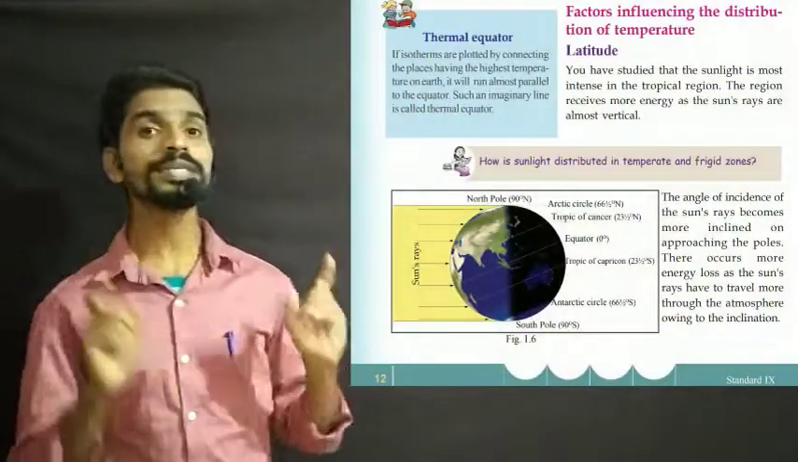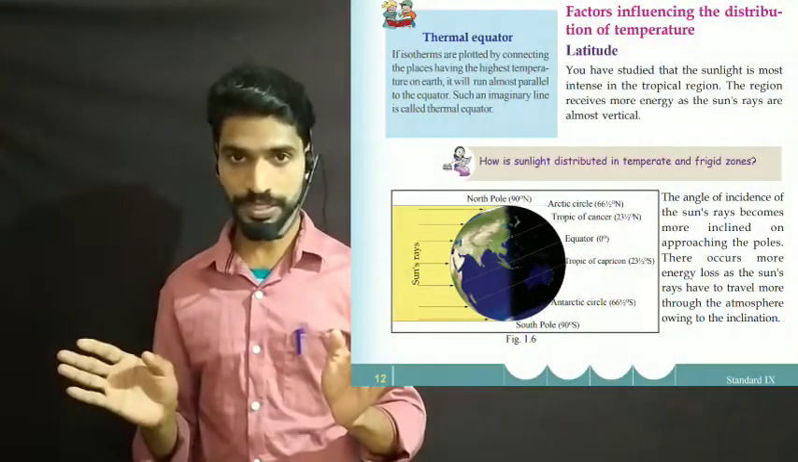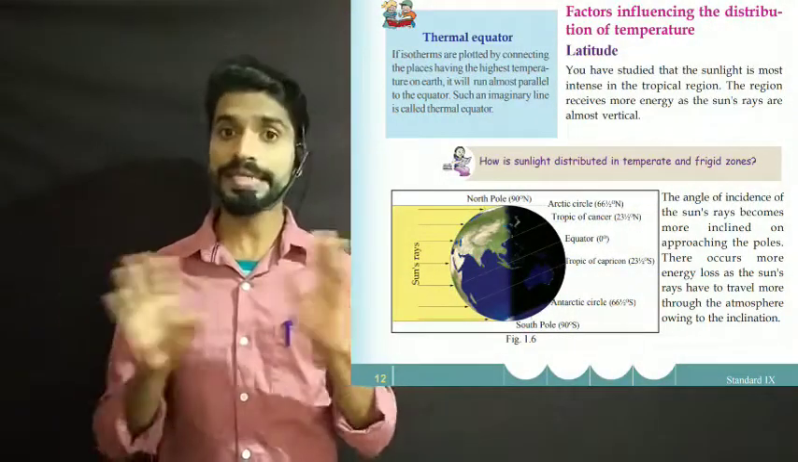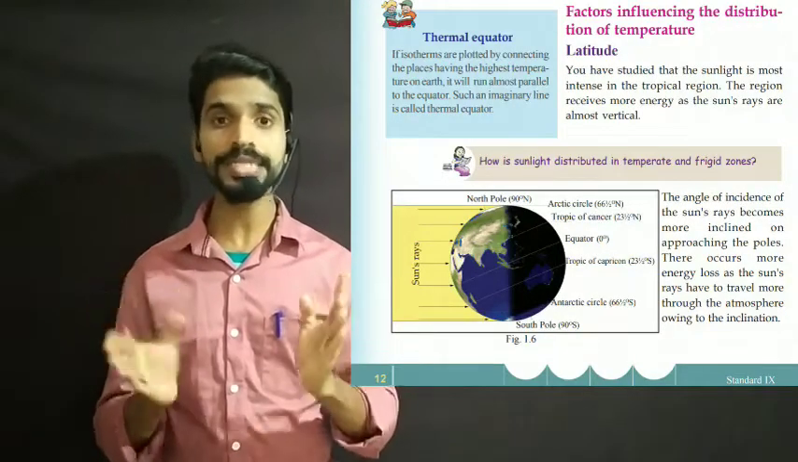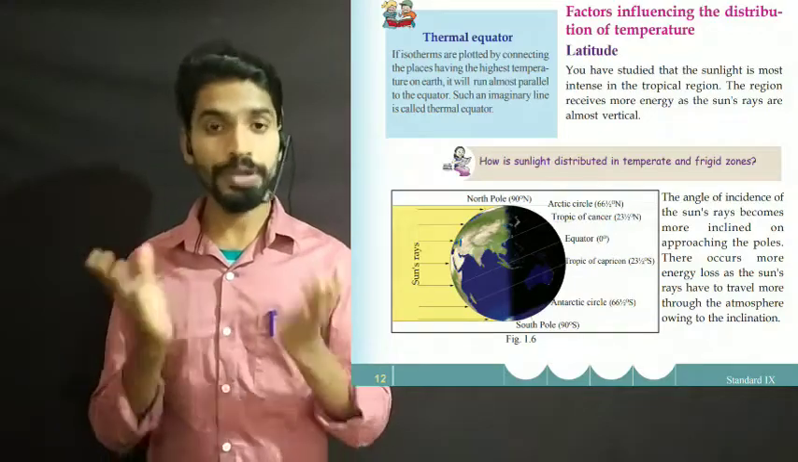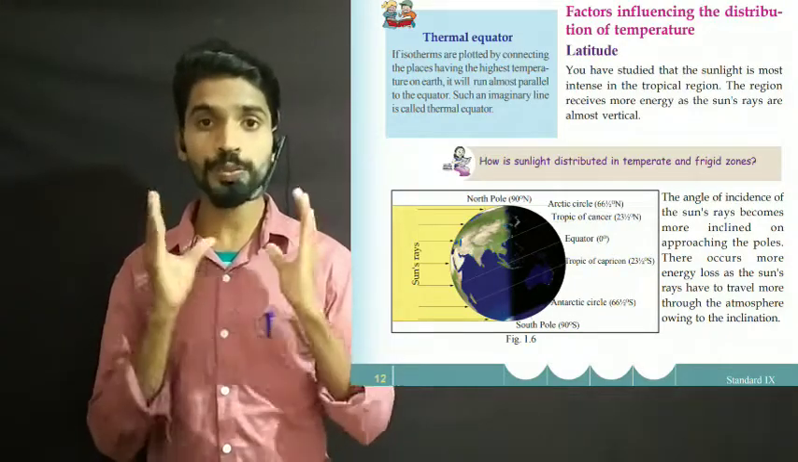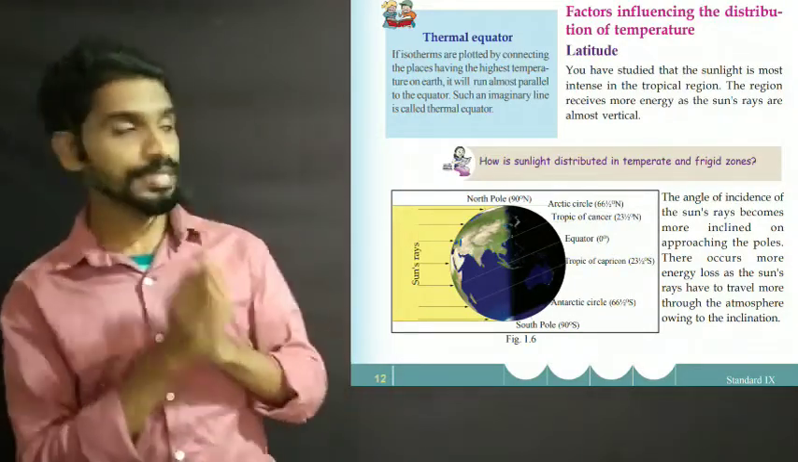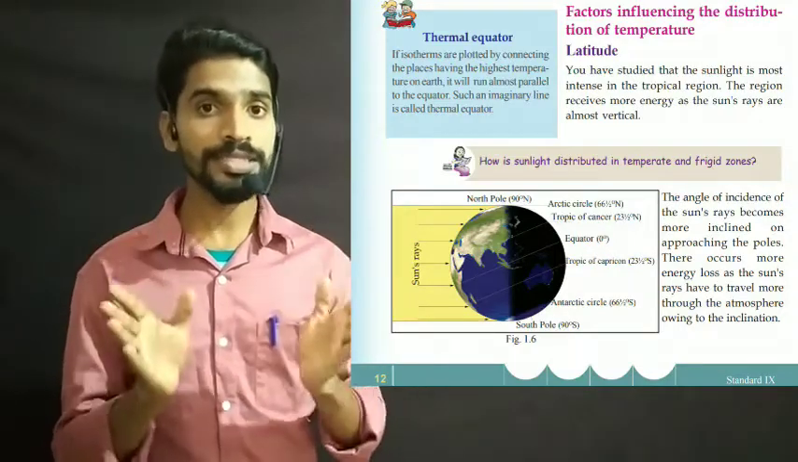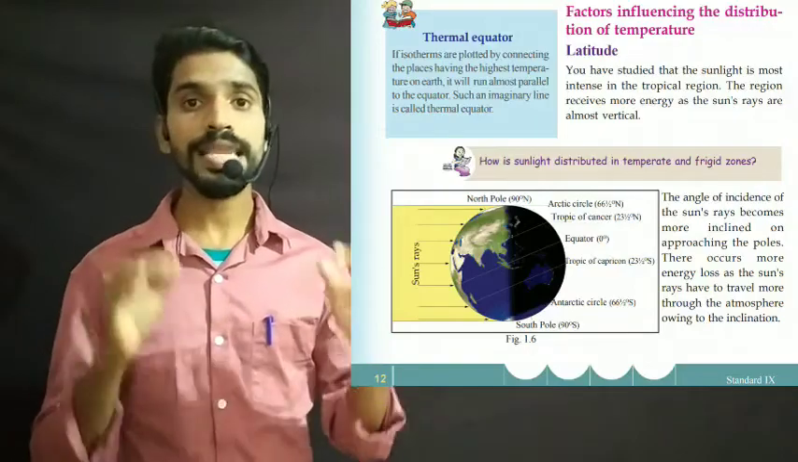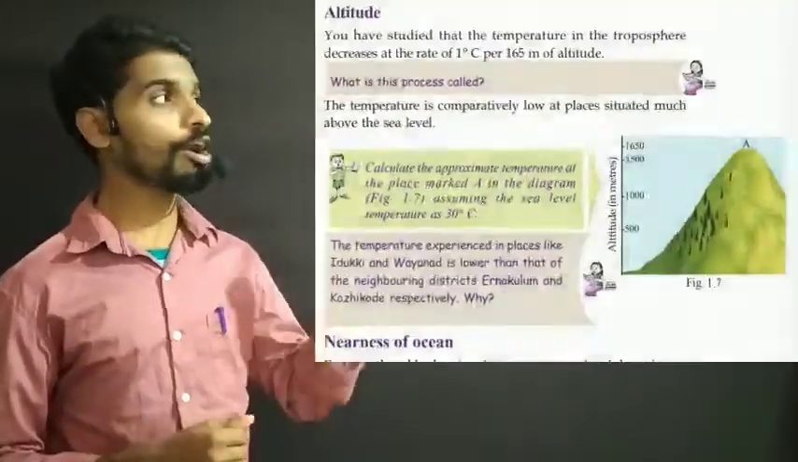Students, different latitudes have different temperatures. The equator has the maximum temperature on earth. More temperature is experienced in the equator region because the sunlight is almost vertical in this region. At the same time, on approaching the poles, the amount of energy will be less, and less temperature is experienced.